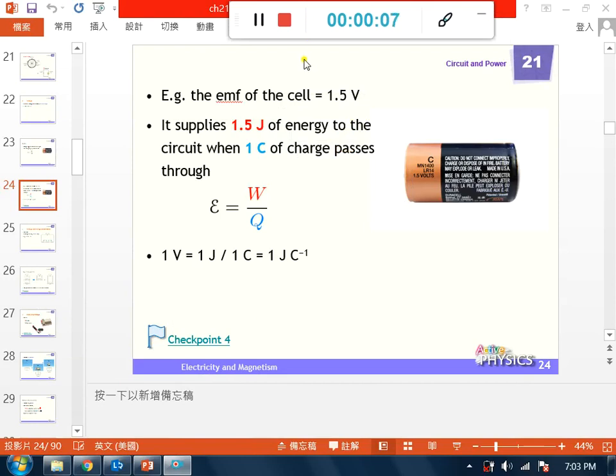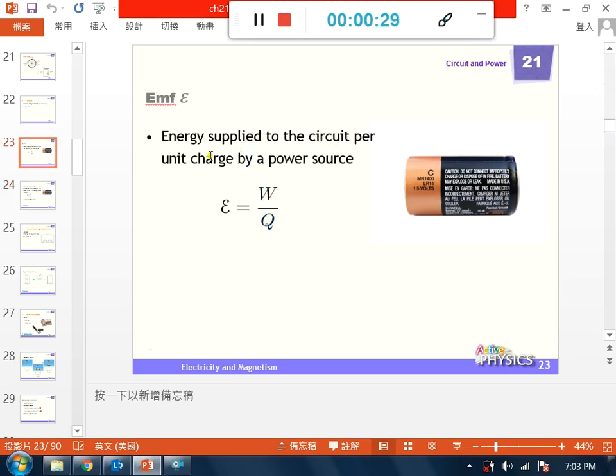Page 86. In the last video clip, we know that voltage is the energy supplied or consumed over unit charge. And also we know what the EMF is. EMF means the energy supplied to the circuit. W will be the energy supplied, Q will be the charge, epsilon will be the EMF.